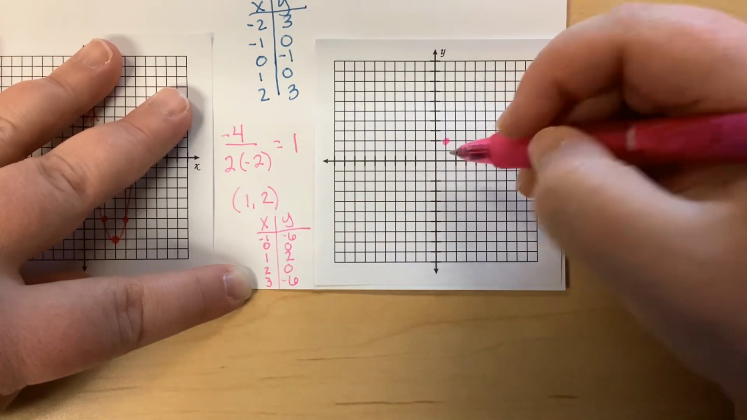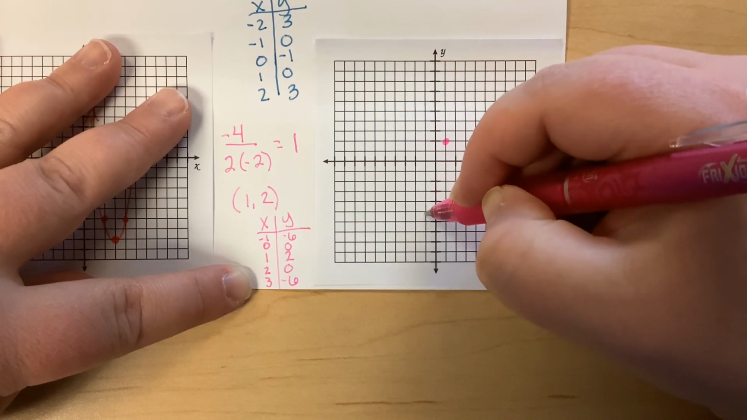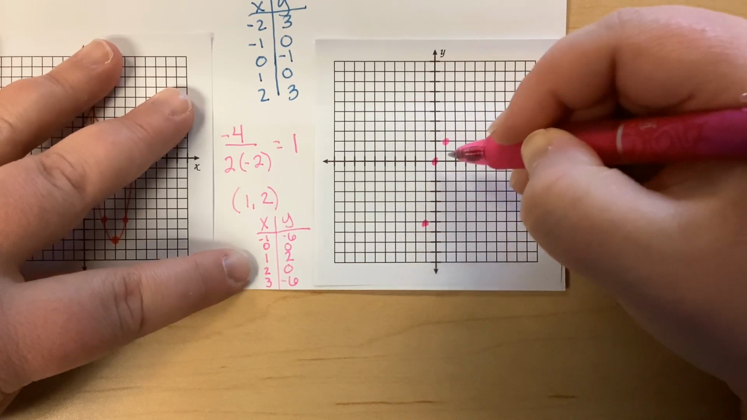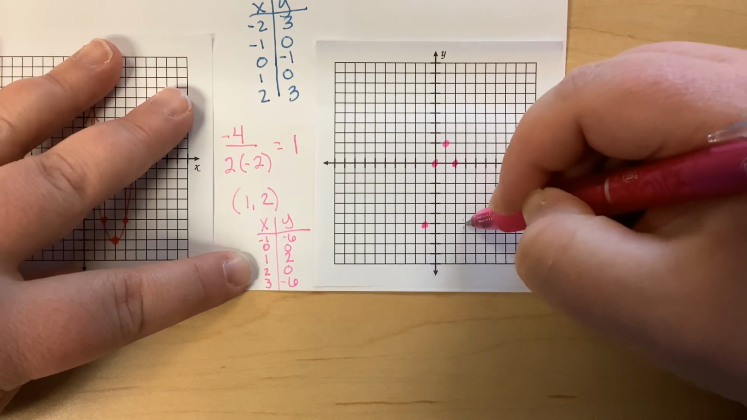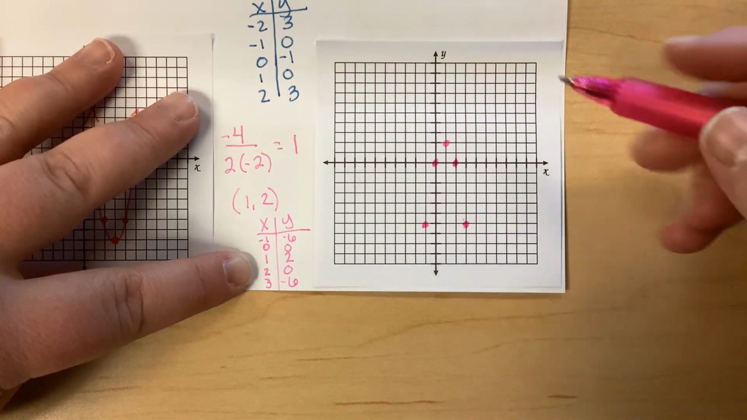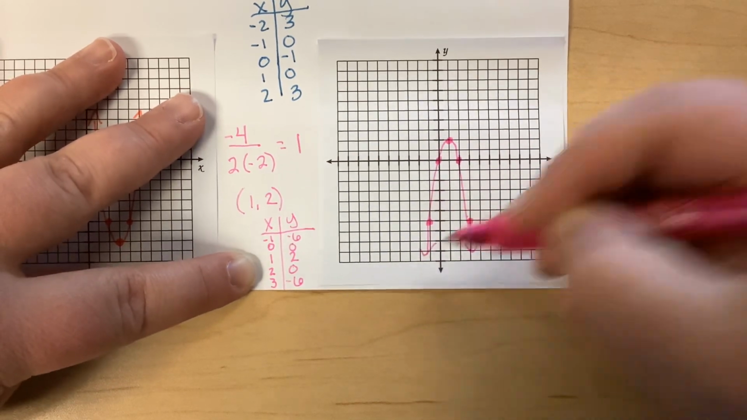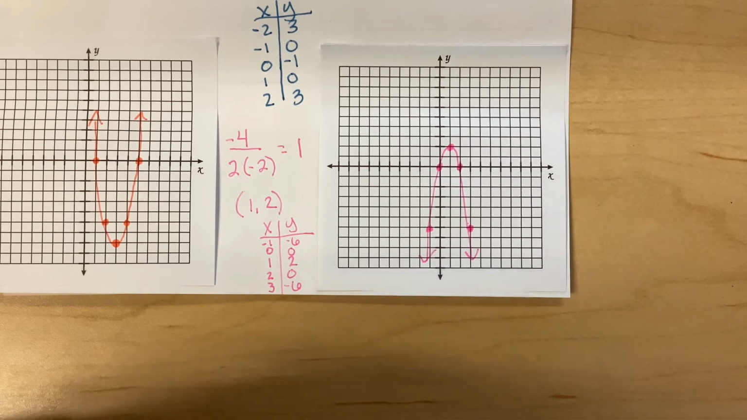All right, so negative 1, negative 6, 1, 2, 3, 4, 5, 6. And we have 0, 0. And we have 2, 0. And then 3, negative 6. And there's my graph. All right. Little more work than graphing from factored form, but still not too bad. That's it. That's how you graph quadratics in standard form.